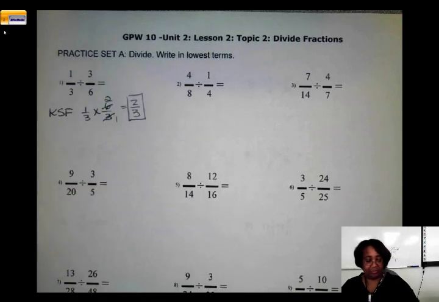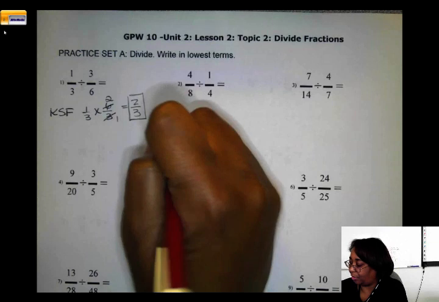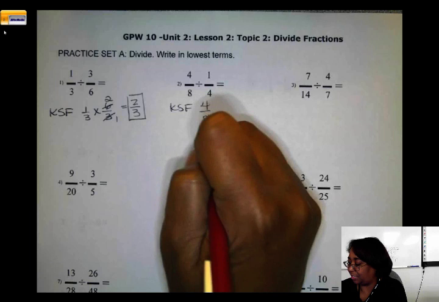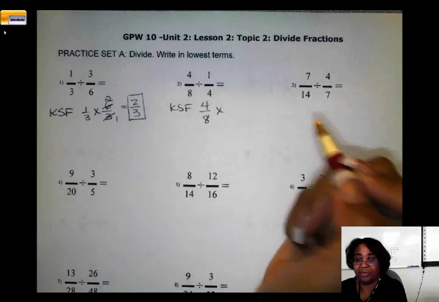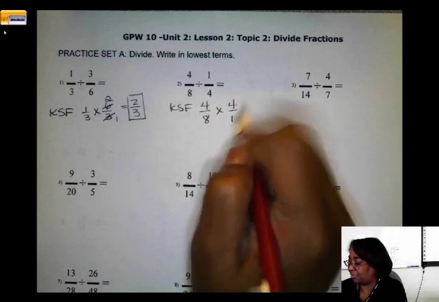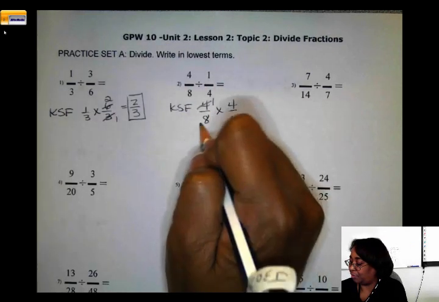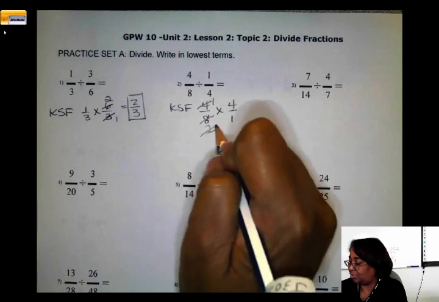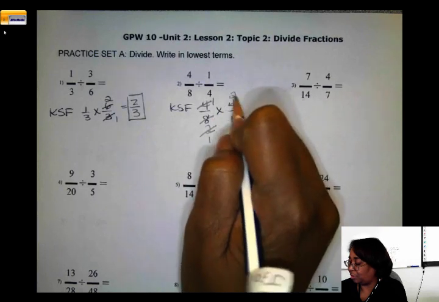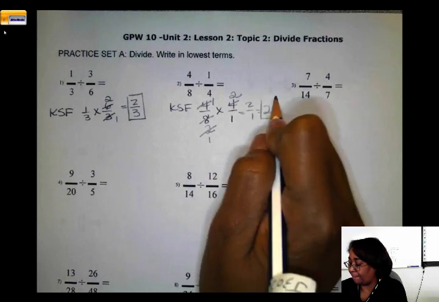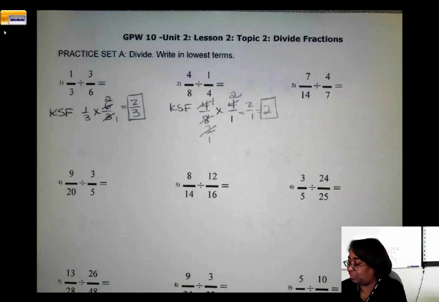Did you guys get 2/3 for the first one? Okay, on the second one, I would go keep, switch, and flip to remind myself of the strategy. First one is keep, switch that operation to multiplication, and flip the second fraction. Then if I can cancel, I cancel. 4 goes into 4 once, 4 goes into 8 twice. 2 goes into 2 once, and 2 goes into 4 twice. That leaves me with 2/1, which is equal to 2. So you should get 2 for the second one.